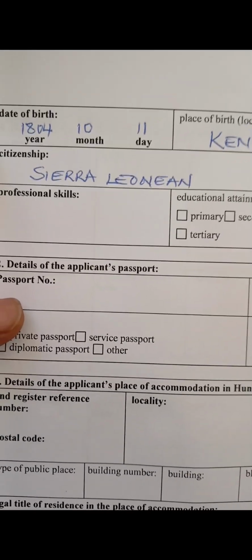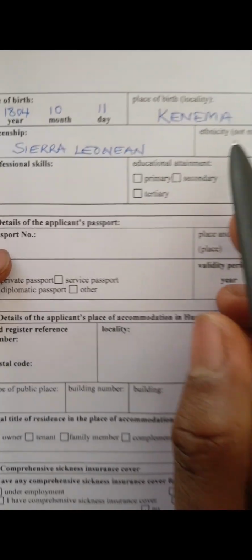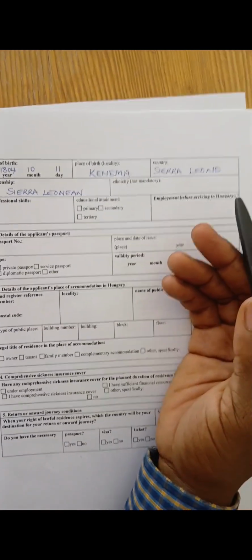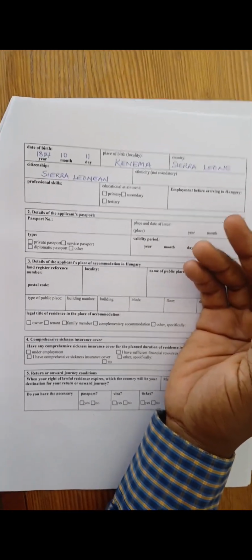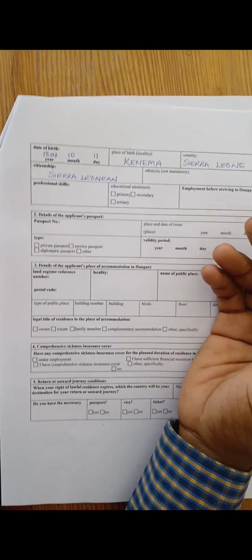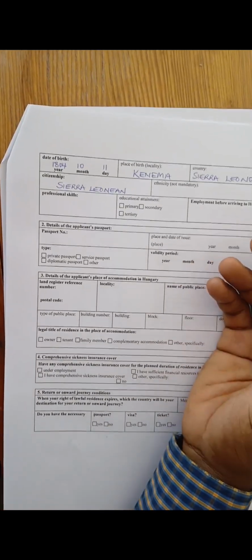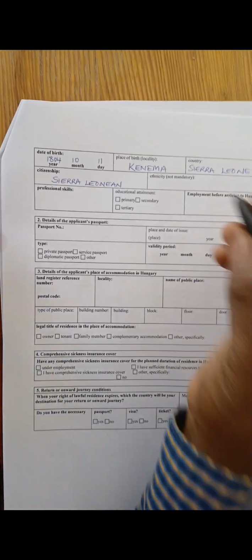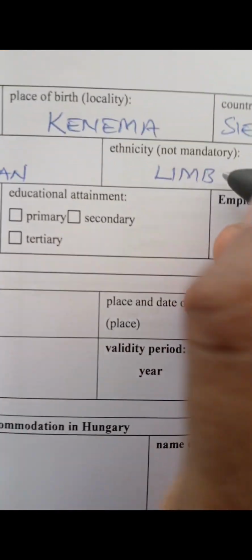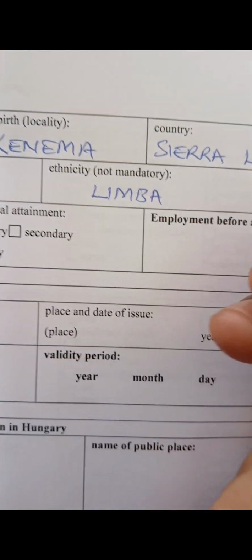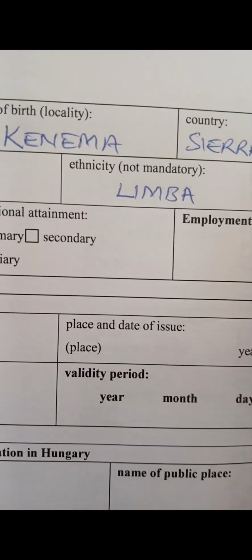That's my citizenship. Now, the ethnicity, it is not compulsory, so it's not mandatory that you provide it. So you may choose to leave it. It's not important. So let's say I am Limba. All right, Limba. If you're Themne, Mende, Temne, Kono, you write it.